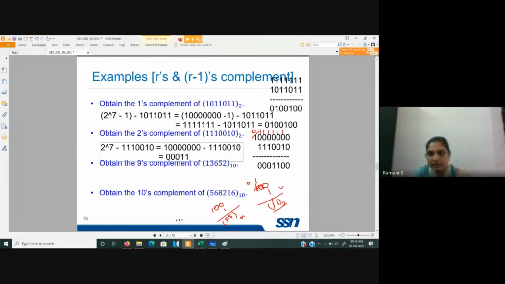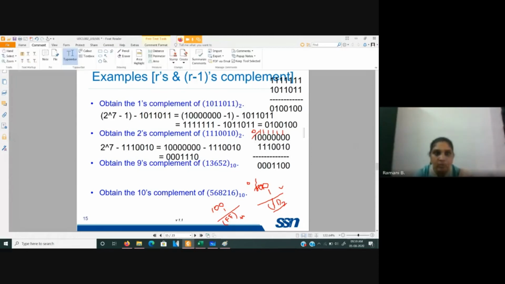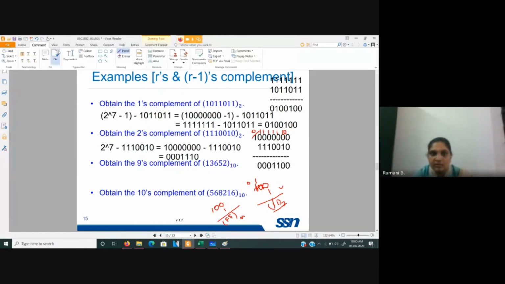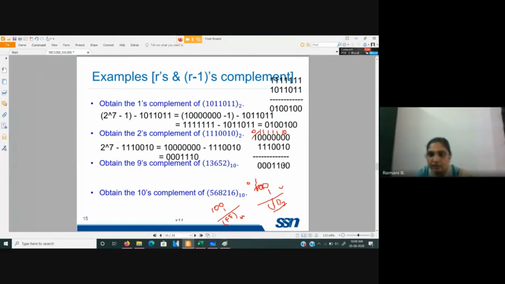Did I make a mistake somewhere? Yes, I have made a mistake. It should be 1, 0 itself actually, because here while borrowing, this is the place where I have it. So this should be 1, 0, right? So this should be 1, 0 itself. I am not borrowing further from this place. So here it should be a 2 minus 1 operation. I am sorry, did I confuse you guys?